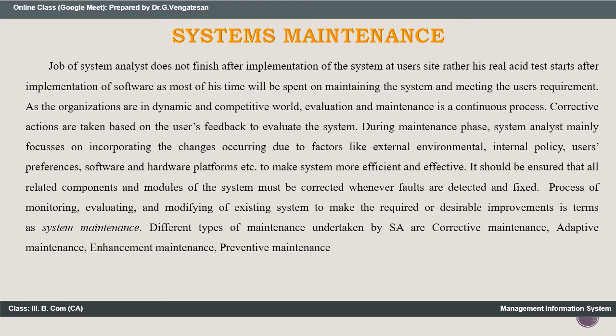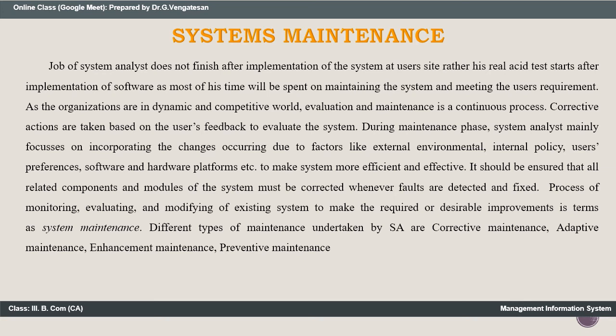To make the system more efficient and effective, it should be ensured that all related components and modules of the system are corrected whenever faults are detected and fixed. The process of monitoring, evaluating and modifying an existing system to make required or desirable improvements is termed system maintenance. The different types of maintenance undertaken by system analysts are corrective maintenance, adaptive maintenance, enhancement maintenance, and finally preventive maintenance.